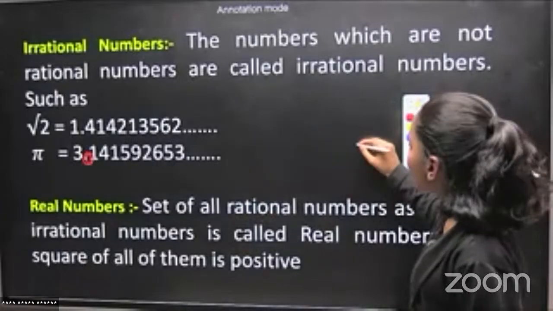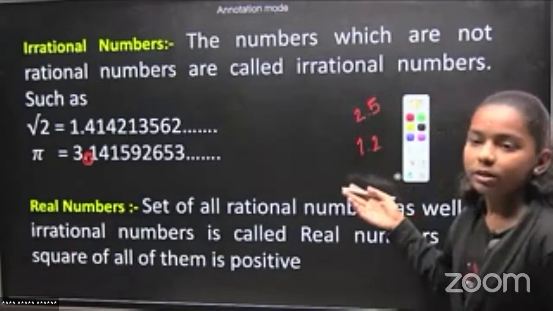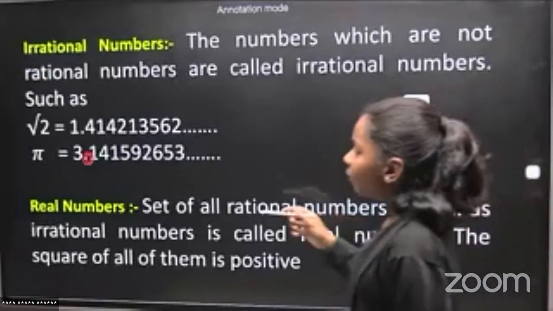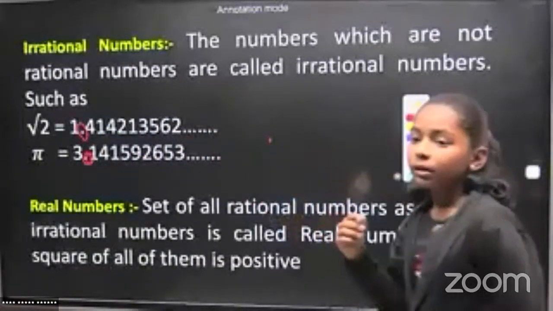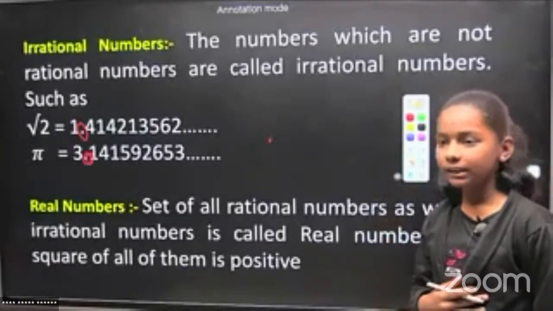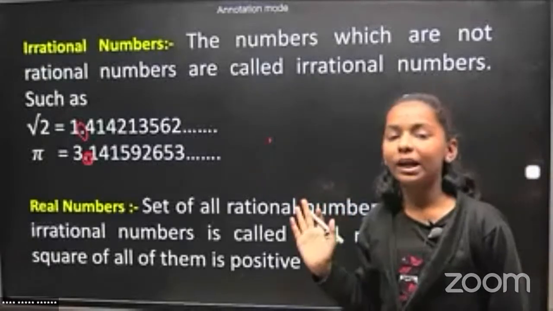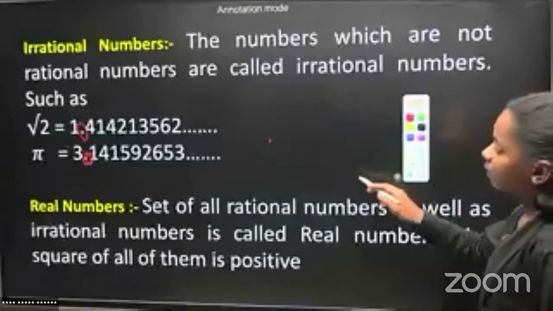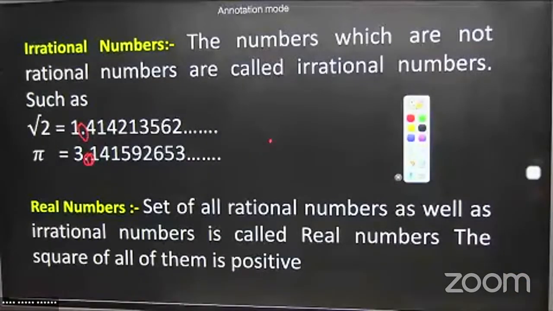Like 1.2, 2.5. This is called decimal numbers. Whenever you see this kind of decimal point, it's called irrational numbers. After learning the definition of rational numbers, you will understand irrational numbers too. So write this definition. Write the definition of irrational numbers.